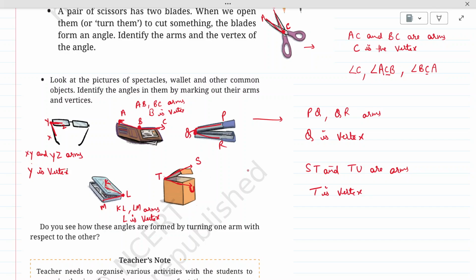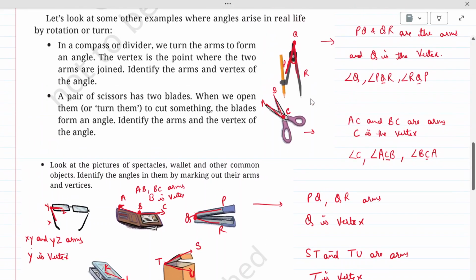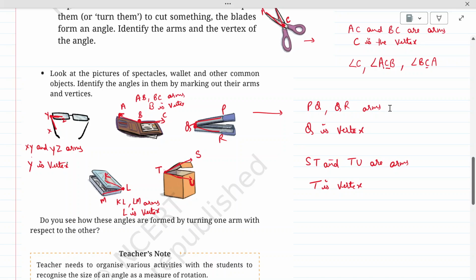So kids, I hope this is clear that an angle always has a vertex and two arms associated, and in all these cases we have to find out what are the arms, what is the vertex, and we can easily write down. Now this is the homework for you all, like how we did in the case of this compass and scissor. You have to identify the angles yourself here. I have marked the arms, I have marked the vertex. You have to identify the angle, how we can represent these angles, in three forms, like I want it in this form and these two forms also.